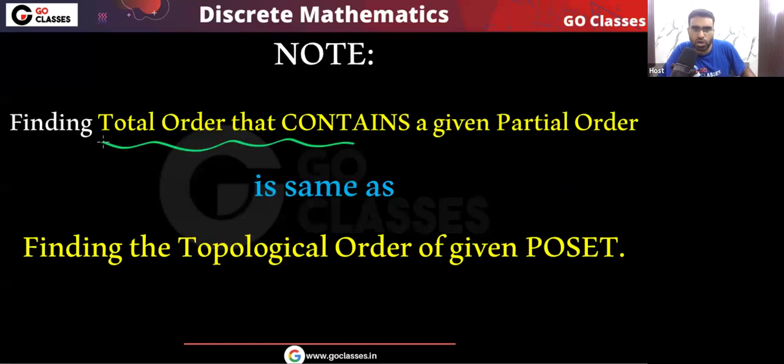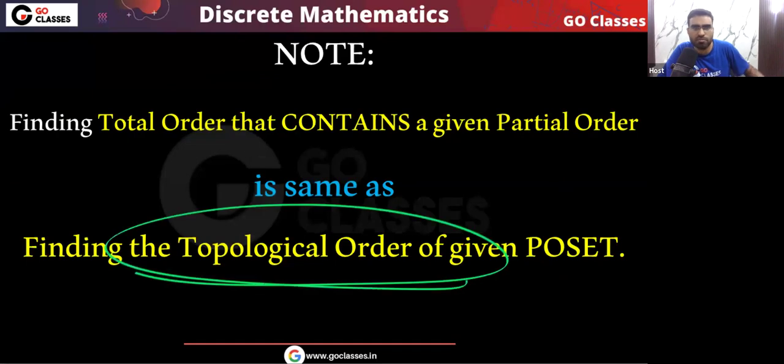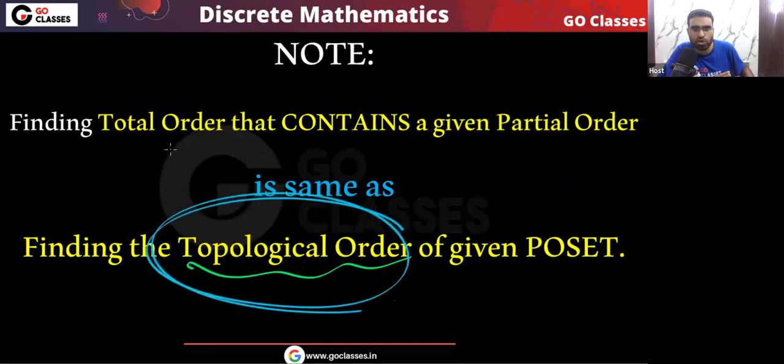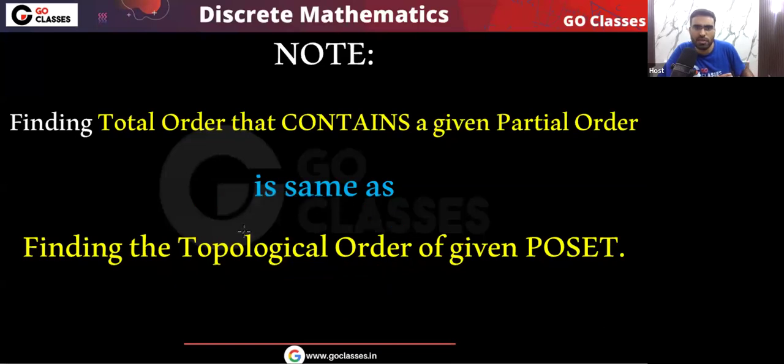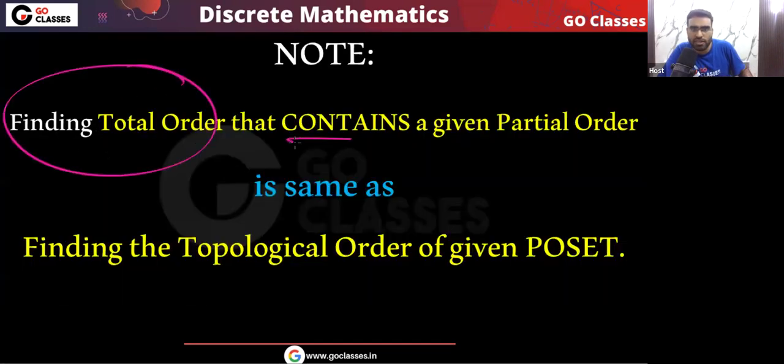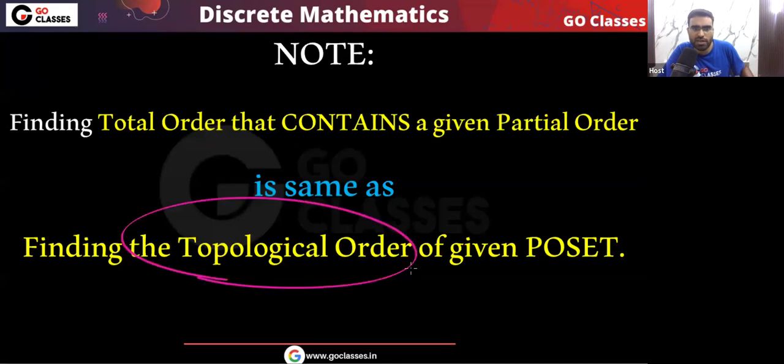If you want to find total order that contains a partial order, that is same as finding the topological order. And to find the topological order, you will start with the minimal element, because minimal element does not have any incoming edge. That is the reason. So this is the point. The question is asking the number of total orders which contain this partial order P. And we have seen this result, that finding total order that contains a partial order is same as finding topological order of this POSET.